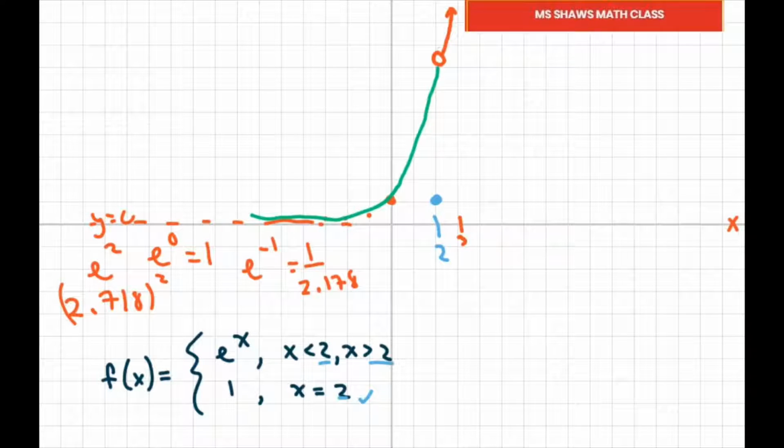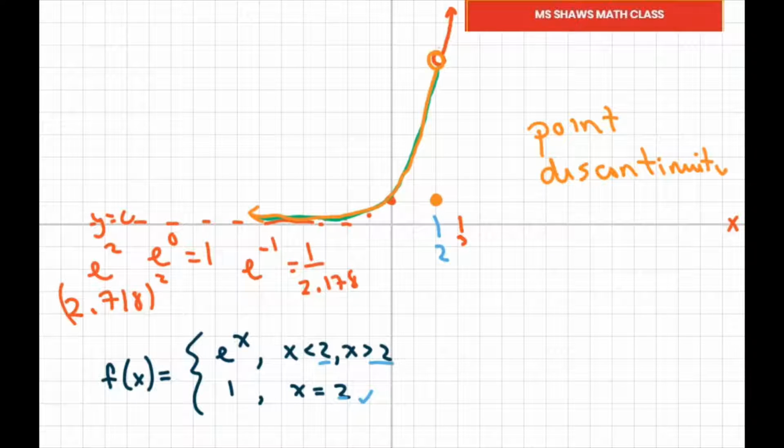Now what you have here is it's continuous. It goes up here, but then you have this open circle here. And at 2, it actually equals 1. This is called a point discontinuity. You're going to need that for calculus.